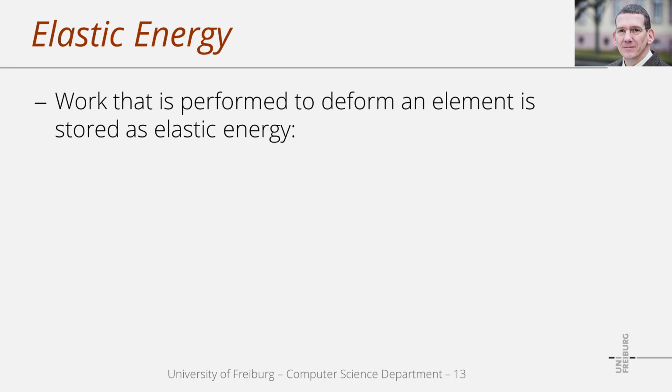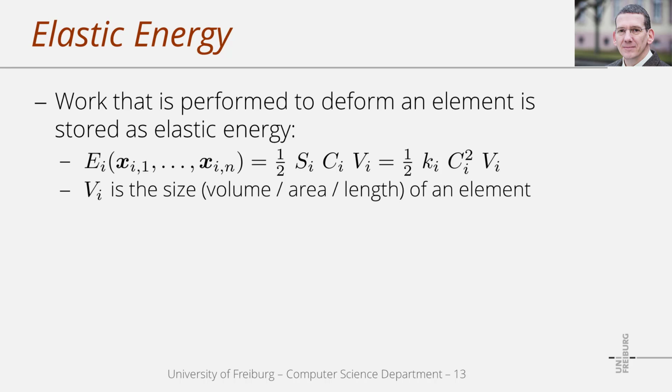Now when we apply a force at some point on the surface of an elastic element and the element deforms, then we do some work, and the work is stored as elastic energy in the element. The elastic energy of a deformed element is given as 0.5 times strain times stress times the volume V of the element. In our setting, S is equal to K times C, so the energy can also be expressed in terms of the strain as 0.5 times K times C squared times V.